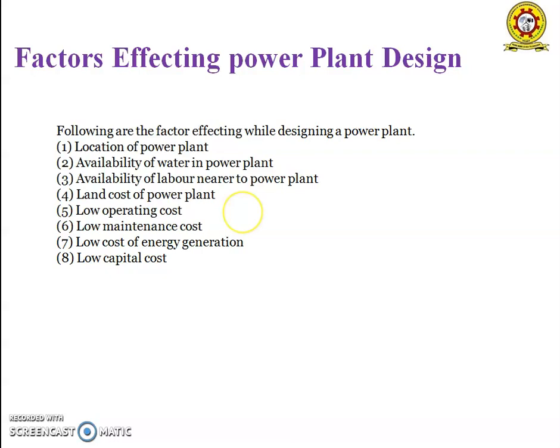Availability of labor near the power plant should be very less. Land cost of the power plant is also very less, and the plant should operate at low operating cost, low maintenance cost, low cost of energy generation, and low capital cost. So these are the factors which affect the power plant design. So while designing the power plant, these factors are to be considered along with the land availability.